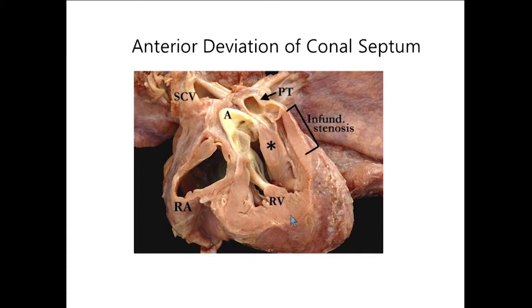This subcostal long axis view of the right ventricle demonstrates the anterior deviation of the aortic septum, causing the infundibular pulmonary stenosis associated with TOF. There is also supravalvular pulmonary stenosis with dilatation of the pulmonary trunk. The aorta overrides the interventricular septum.